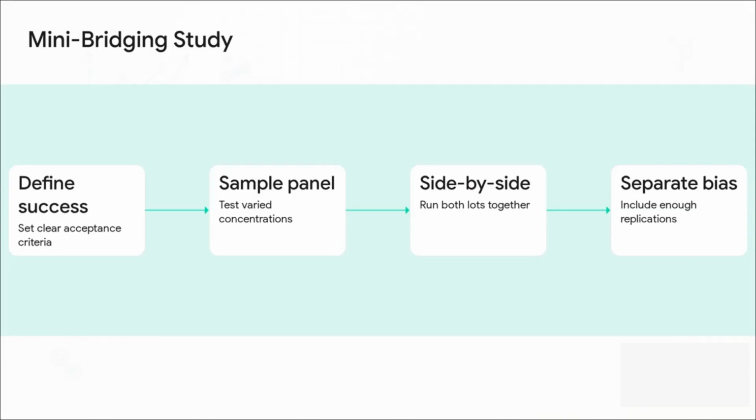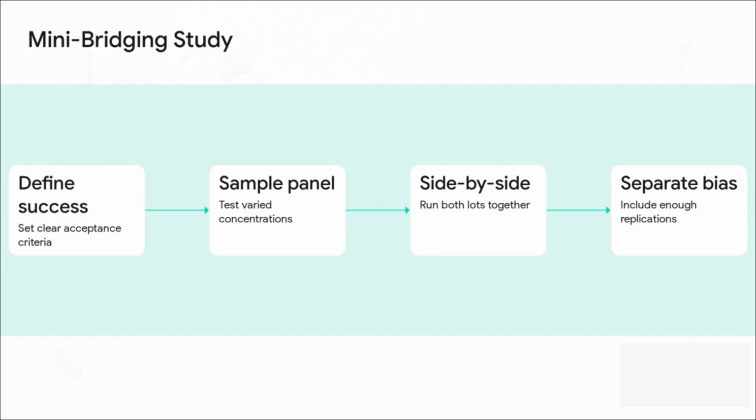The strongest labs treat these shifts like mini bridging studies. Step 1. Define what success looks like before you even start testing. Predefine those acceptance criteria. Step 2. Use a really smart sample panel. Don't just throw in a few mid-range controls. You want low, mid, and high concentrations, plus some tricky interference-prone matrices. Step 3, run the old and new lots side by side in the exact same experiment. Keep the analyst and instrument constant. And Step 4, separate the bias from the noise.